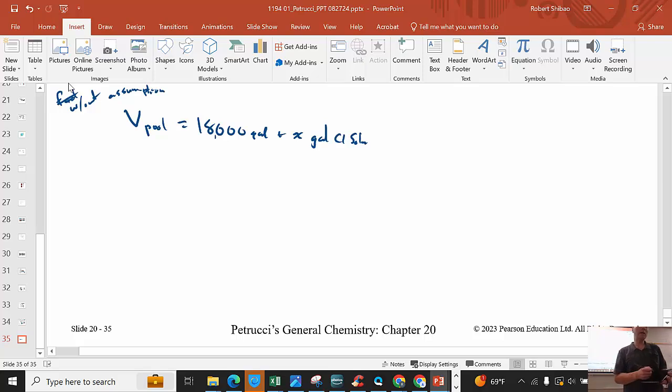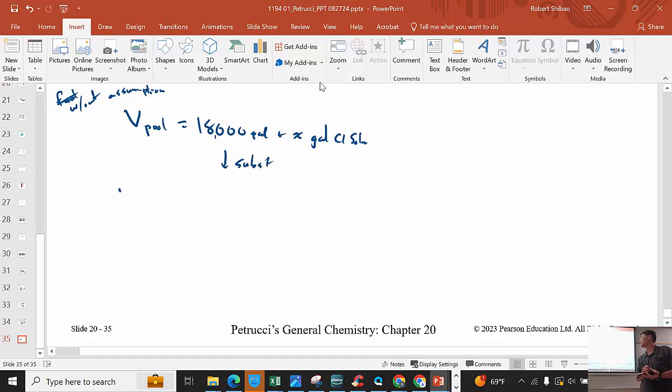And here we don't want to calculate liters, so we're going to have to go from liters to gallons of that. Okay, then, I need to calculate how many gallons of chlorinating solution I need. And so what I'm going to do is substitute this into the original equation.